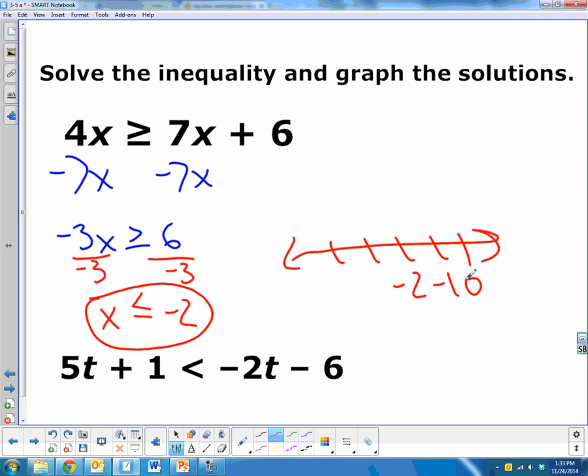Negative 2 goes in the middle. Make sure you're counting correctly because we get further away from 0 as we go to the left. X is less than negative 2. Negative 4 is less than negative 2. And it could equal negative 2. X could equal negative 2. So negative 2 could be a solution.